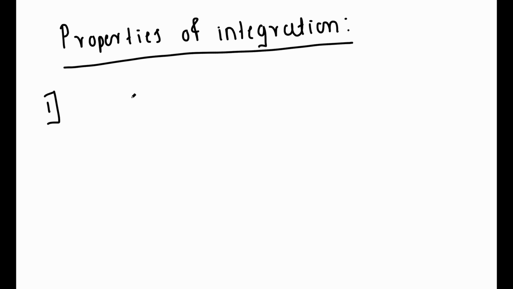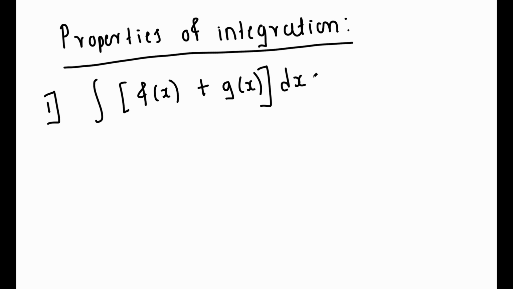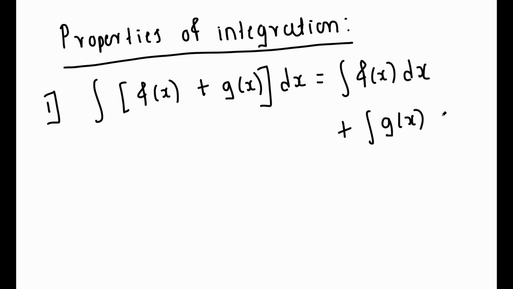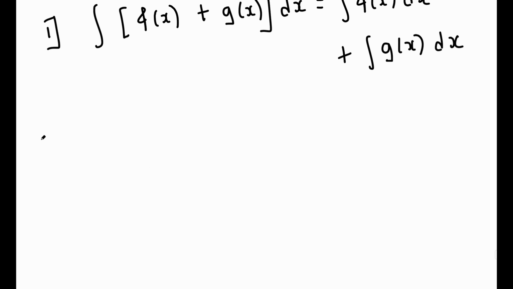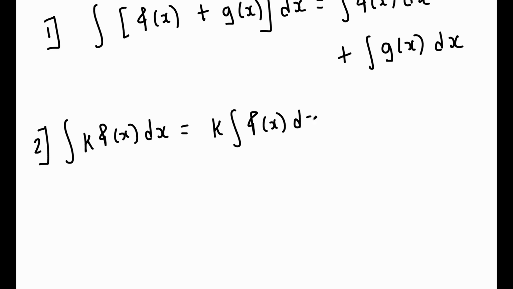Now, just like derivatives have some properties, integration also has some properties. So, the integral of f of x plus g of x with respect to x is written as integral f of x dx plus integral g of x dx. That is, you can distribute the integral across addition. The second property of the integral is that if k is a constant, then integral k into f of x dx equals k into integral f of x dx. That is, a constant can be taken out of the integral sign.